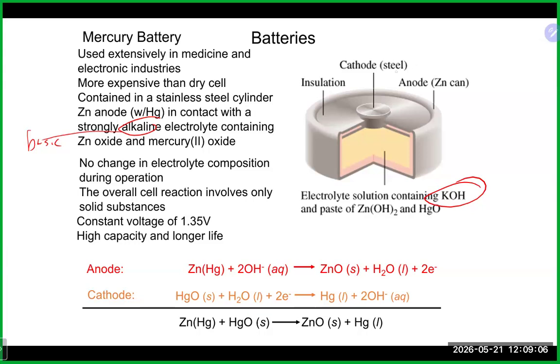We also have our cathode here, which is our steel. And there's no change in electrolyte composition during operation, and that's really good because, again, you get no degradation of the inside part there that keeps everything flowing, so it allows it to last for a very long time. Here, we get a little less of a voltage, 1.35. And again, here's our zinc going from 0 to +2. Our mercury over here going from +2 to 0 in this case, again, getting reduced.